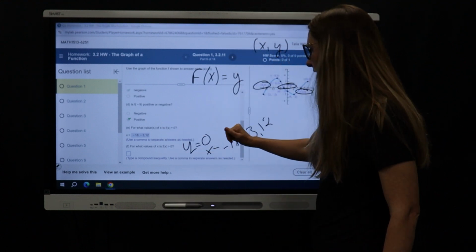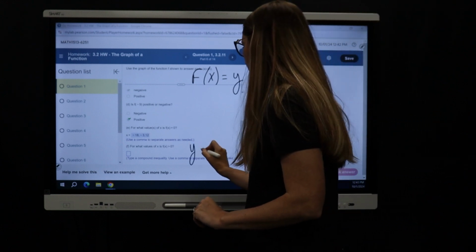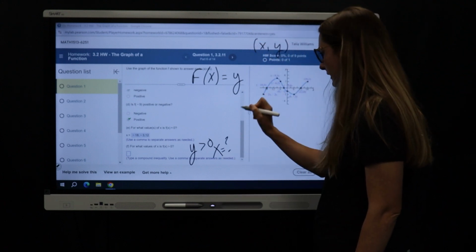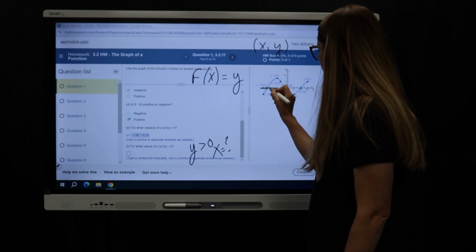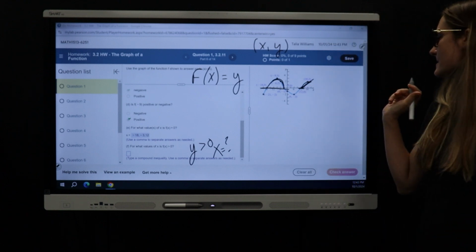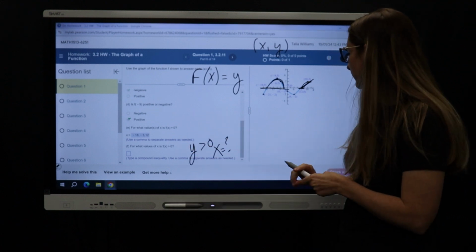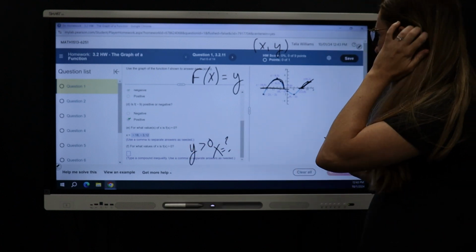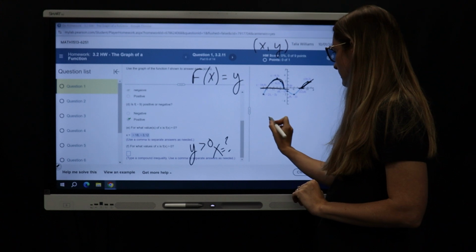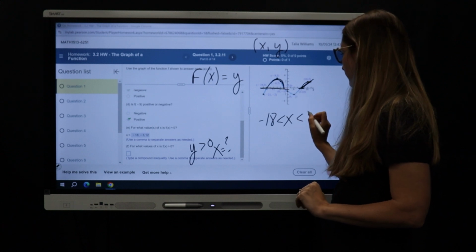For what values of x is f of x greater than 0? So y is greater than 0 when x is, okay, so we're looking right here, and it's not equal to, so it's going to be this section right here, and then this section right here. The kicker on this one is we have to use a compound inequality. Perfect. So since it's x values, x is between these two right here. So negative 18 is less than x, which is less than our other value, negative 3.